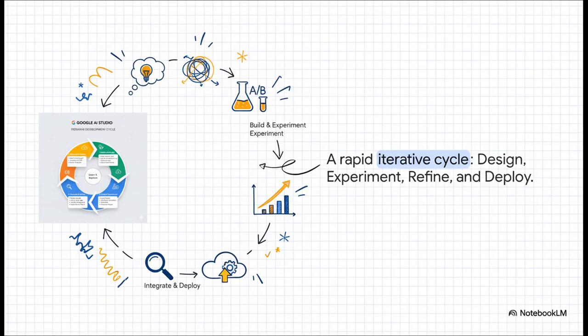This workflow is everything. It's all about a rapid, iterative cycle. You design your goal, you experiment with prompts, you refine the results, and then you deploy. The whole point of AI Studio is to make this loop as fast and frictionless as possible so you can learn and improve with every single pass.